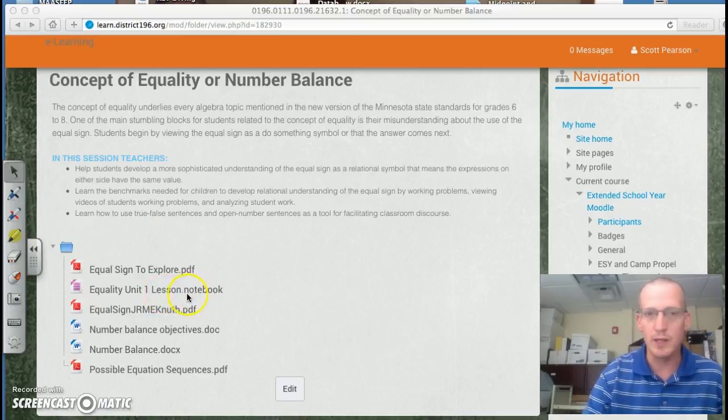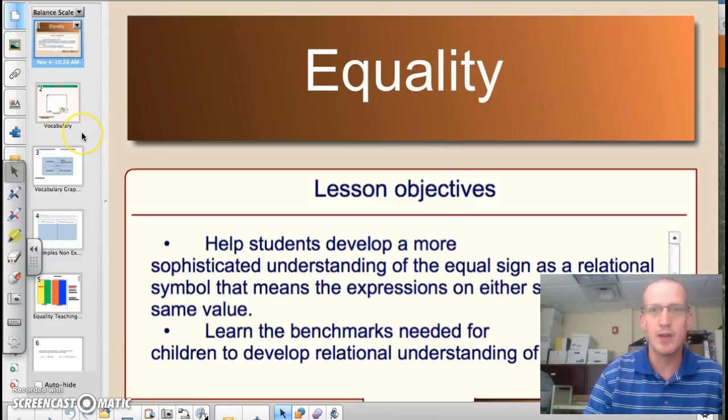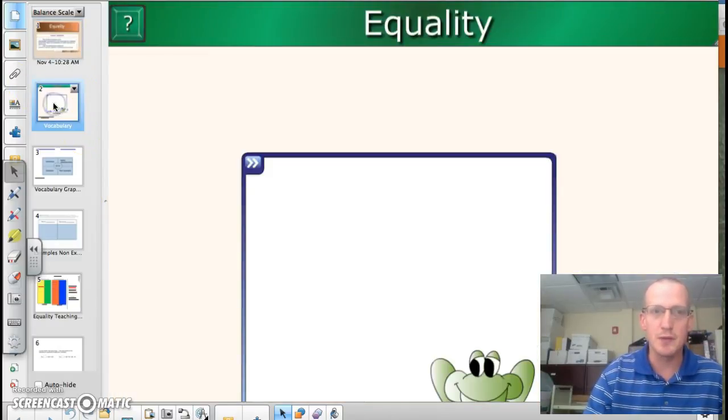It's this equality lesson notebook. Whenever it says notebook, it's a Smartboard lesson. And I just wanted to show you what that looks like. If you go in the very beginning, it's equality. Here are your learning objectives. There's a cute little thing.